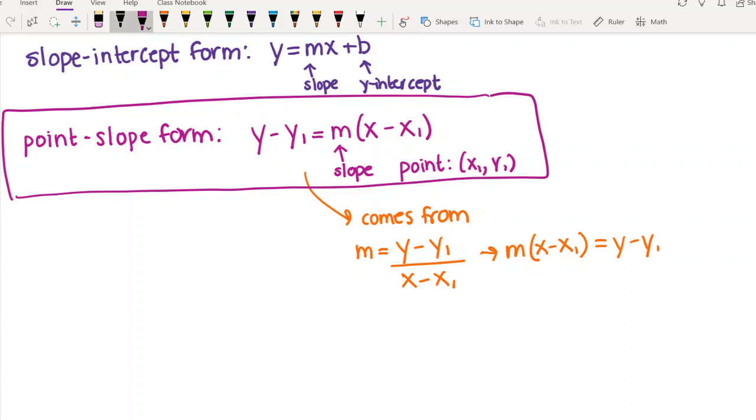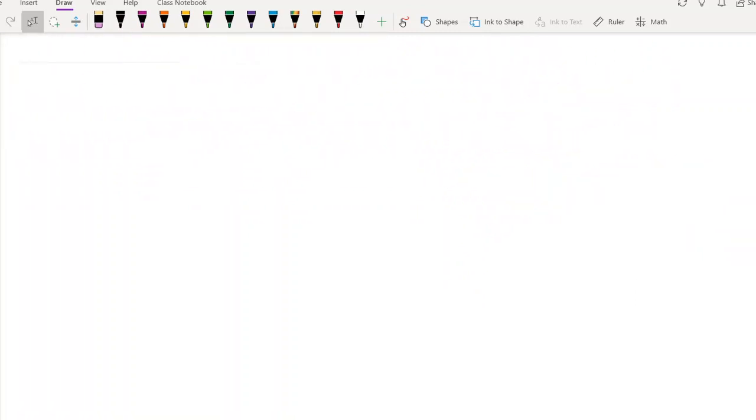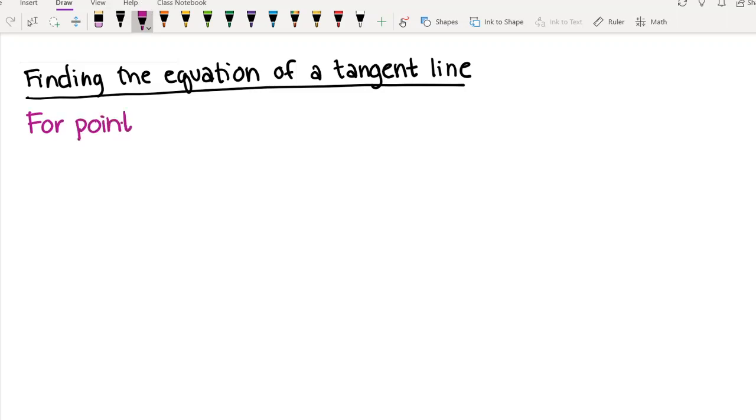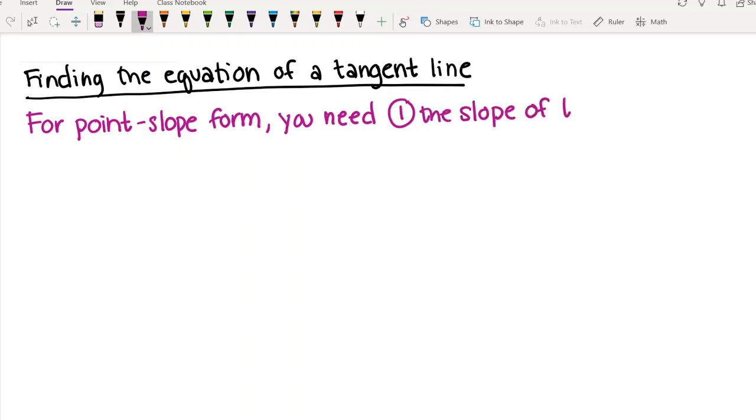Okay, so let me start a new page here. Finding the equation of a tangent line. Based on what we just saw on the previous page, for point slope form, you can write the equation of a line with only two pieces of information. So the two pieces of information that you need are, one, to know the slope. In this case, if you're writing the equation of a tangent line, you need to know the slope of the tangent line. And the second one is you just need to know a point that that line happens to go through.